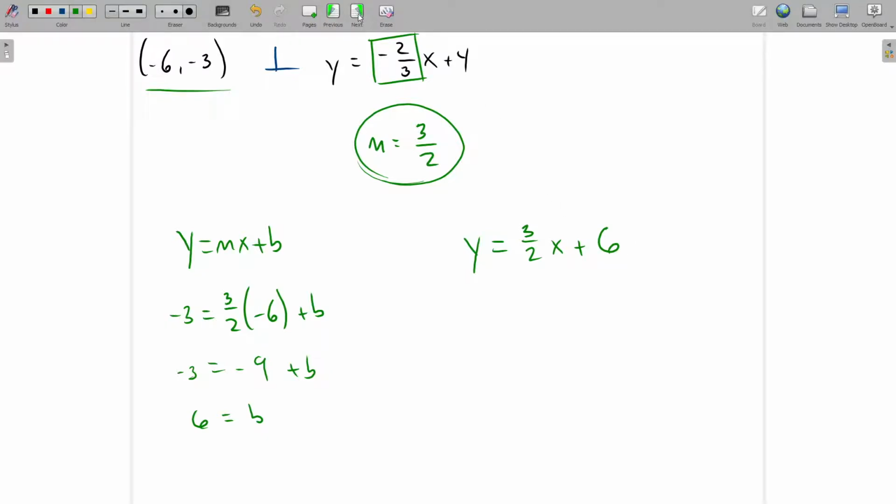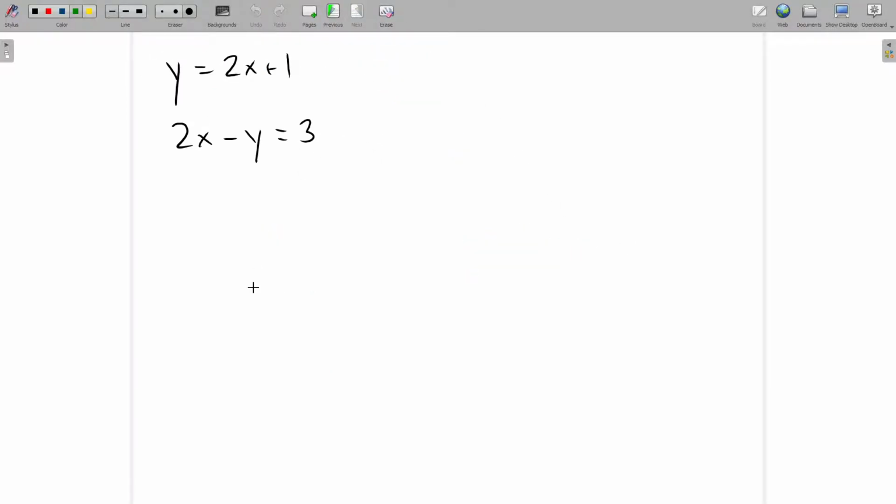But what if we're given two equations? And we want to determine, are these parallel, are they perpendicular, or are they neither? So what I recommend is to write them in the same form. For example, we could write them in slope-intercept form, y equals mx plus b. So this first one is already written in y equals mx plus b. I can do the same thing with the second one. I can rewrite this so that it's y equals.